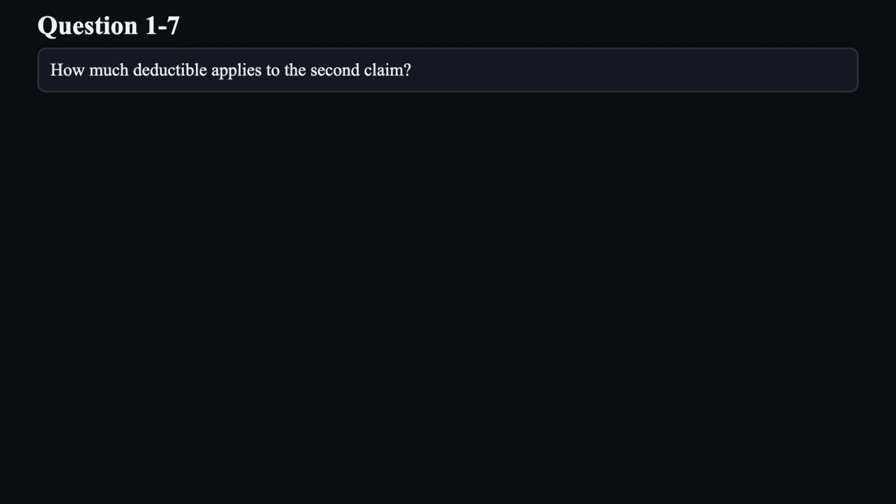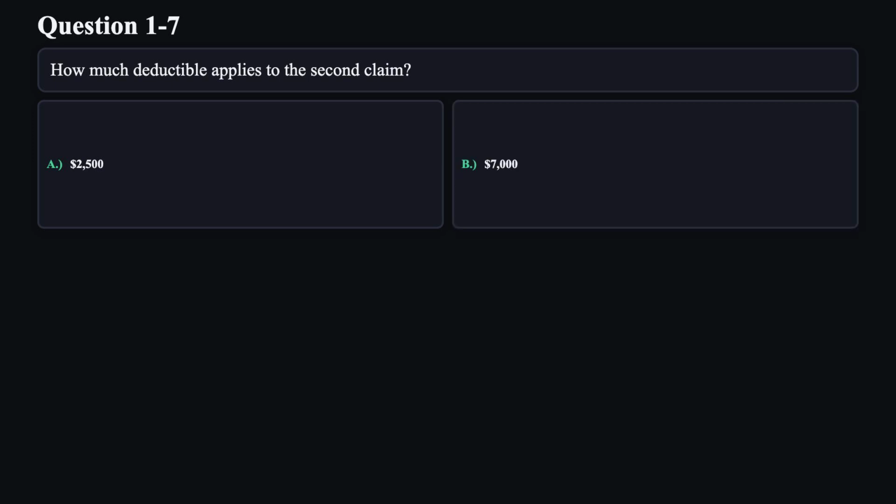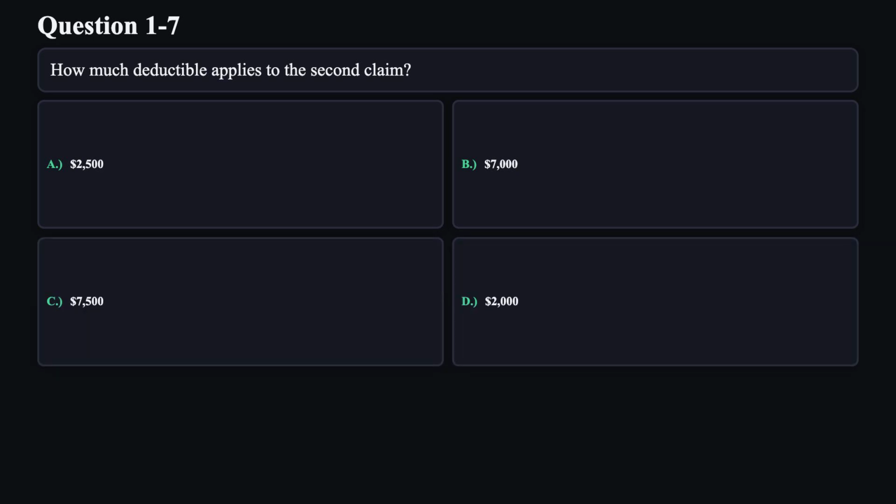Question 7. How much deductible applies to the second claim? A. $2,500. B. $7,000. C. $7,500. D. $2,000.